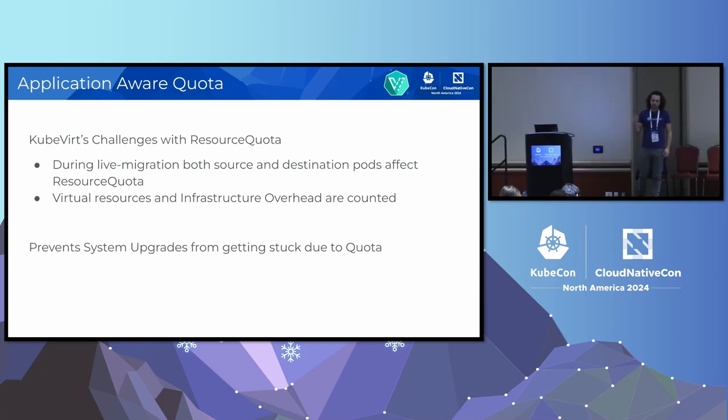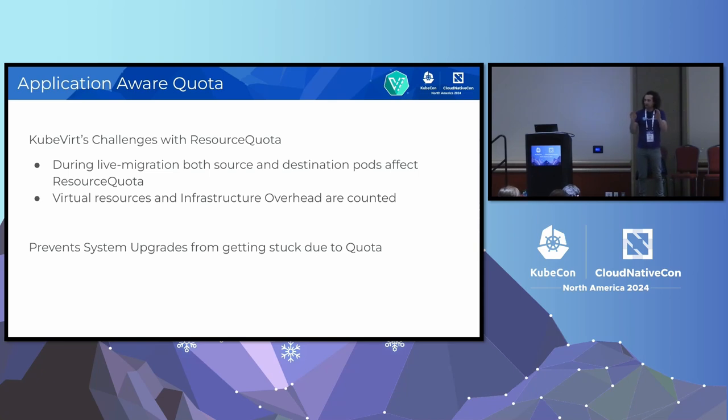Our KubeVirt system upgrades, they rely on live migration. And this live migration can be blocked easily by not having enough quota in the system. And normally a resource quota is being installed in a namespace and it consumes resources and limits resources such as CPU and memory. And on the other hand, as I said, we perform system upgrades through live migration. And as part of live migration, we create a target pod, as I mentioned before, that consumes the same amount of resources as the source pod.